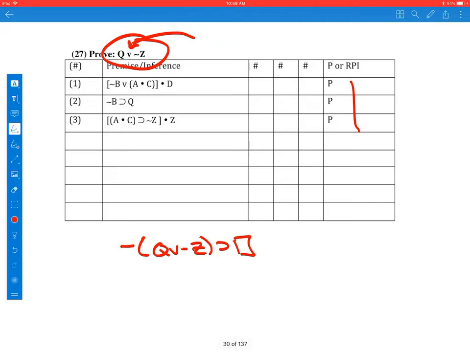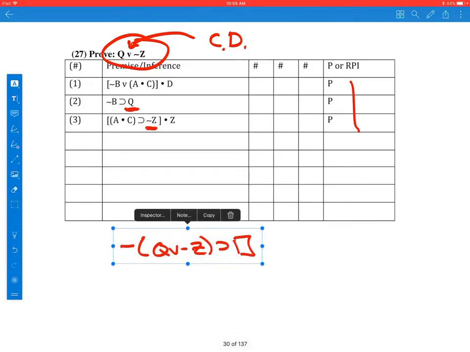First, notice that the first disjunct is a Q, and I see it in a consequent of a conditional. And the second disjunct is not Z, and I see it in the consequent of a conditional. Okay? That leads me to believe that the solution is going to involve CD, constructive dilemma. Okay? And let me explain constructive dilemma for you.